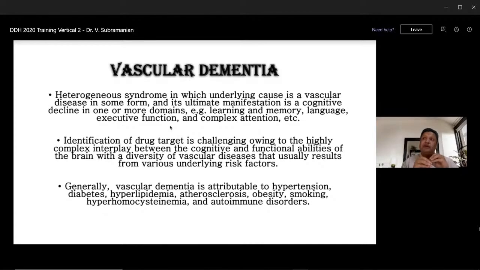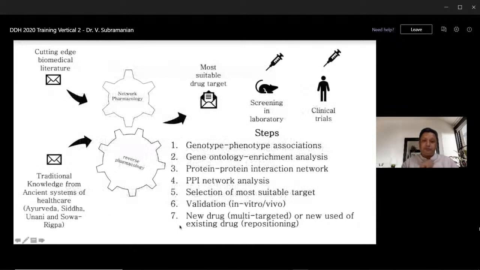So most of the risk factors are related to vascular diseases. These include hypertension, diabetes, hyperlipidemia, atherosclerosis, obesity, smoking, homocysteine, autoimmune disorders, and so on. Can we have some targets which can satisfy the development of vascular dementia? So the answer we try to find with the network pharmacology and systems biology approach.